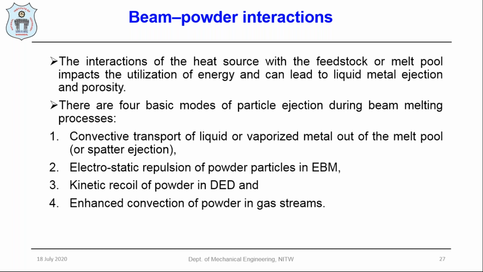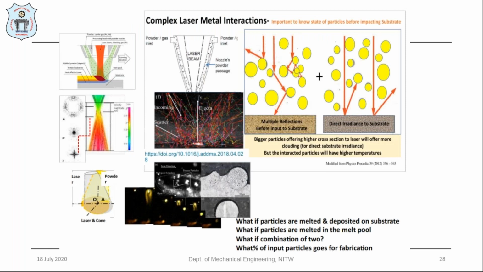The spattering ejection takes place during the interaction of the beam with the powder. Another one is the electrostatic repulsion of the powder particles and the kinetic recoil of the powder in the DED technology, and enhanced convection of a powder in a gas stream. These are the major basic modes that happen in the powder interaction with the laser or the electron beam. You can see here what I was telling you, the spattering or the powder interaction. This is going to happen: the scattering or ejection of the powder particles when you go for a DED process.